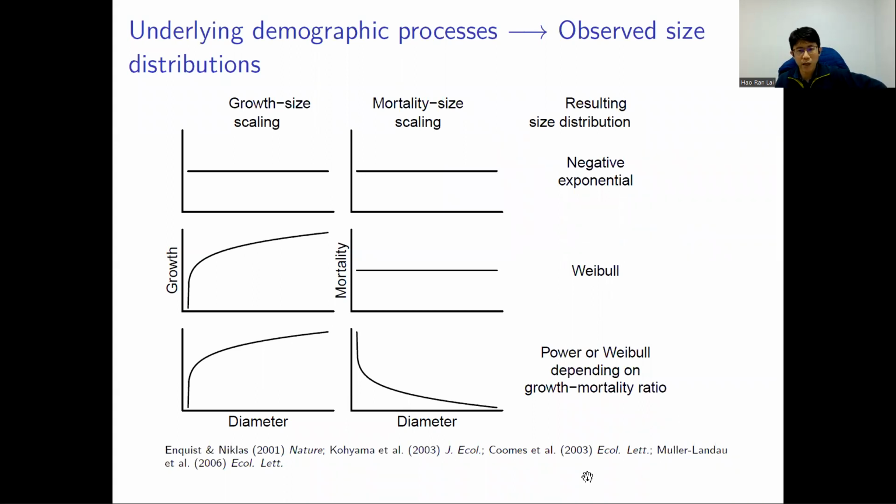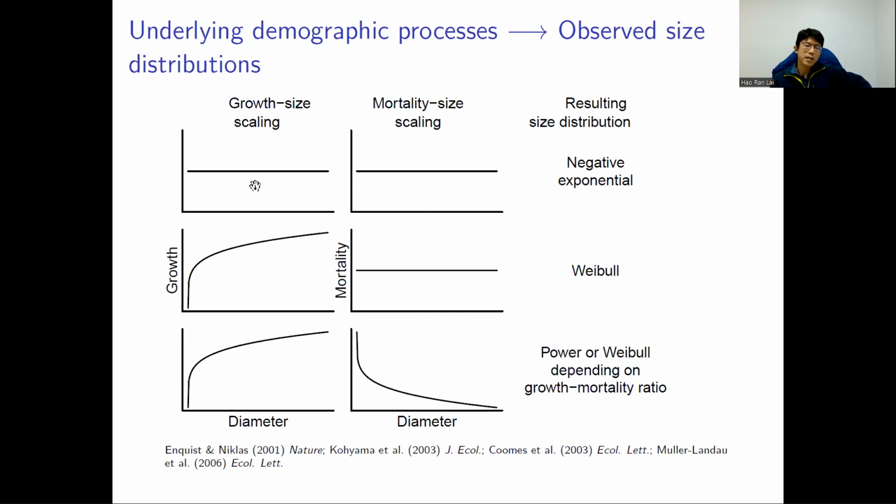A lot of studies surrounding the metabolic scaling theory and invariant scaling of size distribution in tropical forests have come up with this framework. So if we start with the simplest growth size scaling relationship, which is a constant growth irrespective of diameter, as well as a constant mortality across diameter, then if we also assume dynamic equilibrium, then the analytical outcome of size distribution should follow a negative exponential, which is like an exponential decay curve.